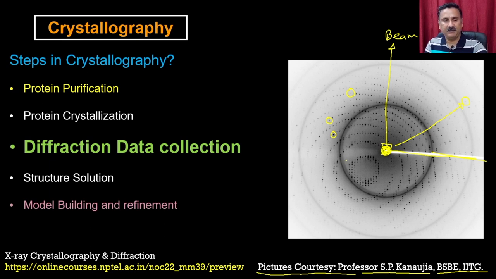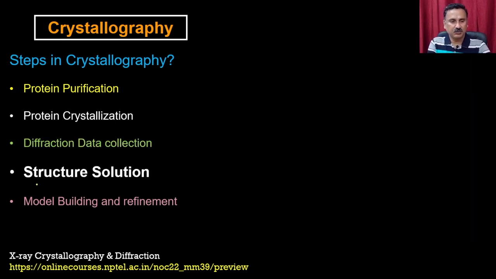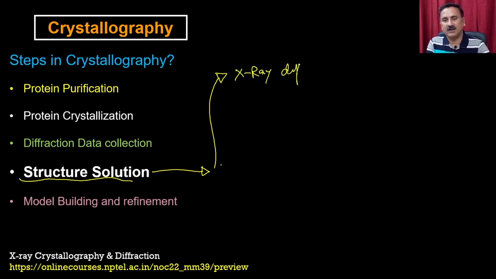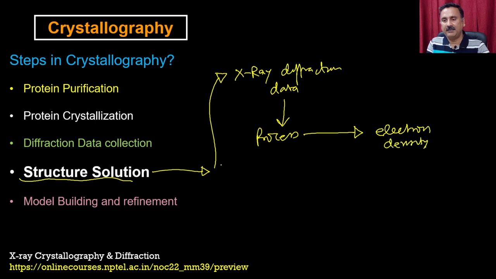Now the second step is structure solution. In structure solution, you have the X-ray diffraction data, and this diffraction data is processed. Ultimately it allows you to generate the electron density map. There are many methods or approaches you can use for structure solution.